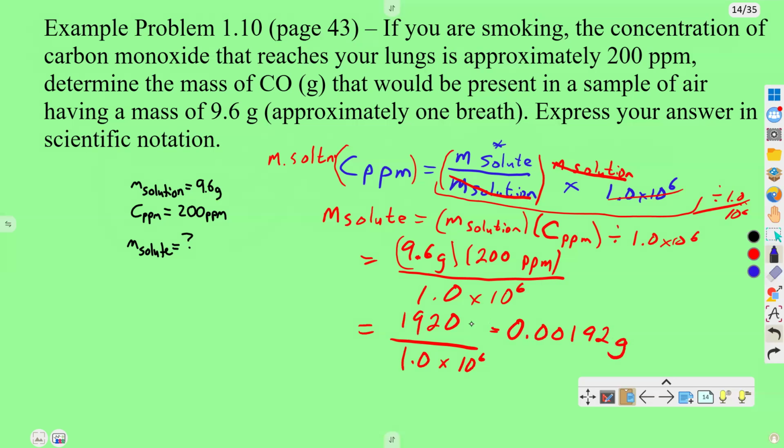Now we're going to convert that into scientific notation. So that's going over once, twice, three times. And since I'm moving to the right, it's 1.9, because again, we got two sig digs here, three here. So it's going to be 1.9 times 10 to the minus 3 grams.